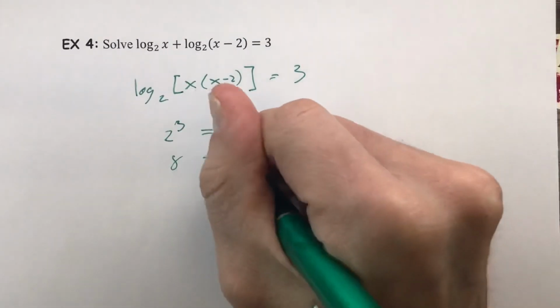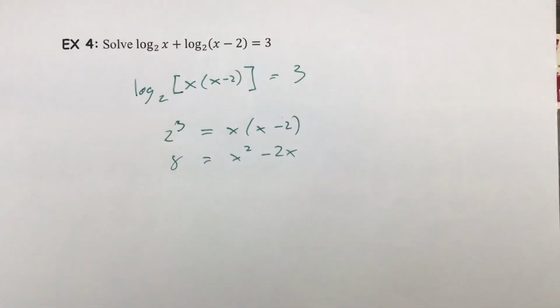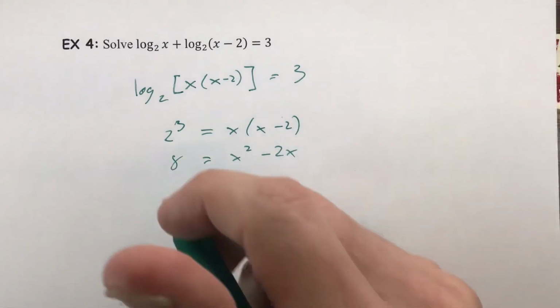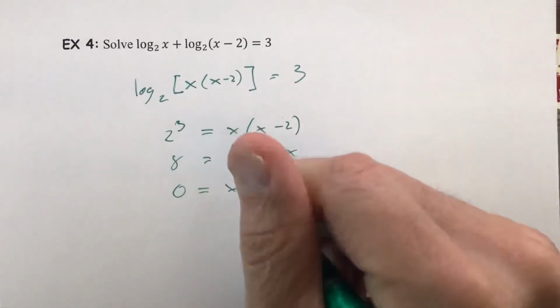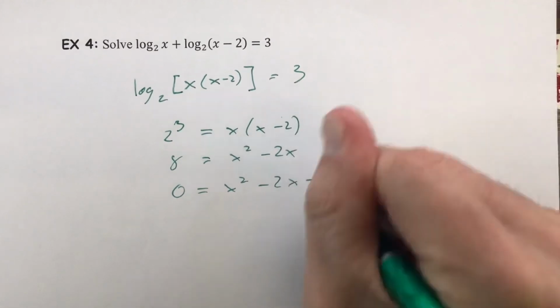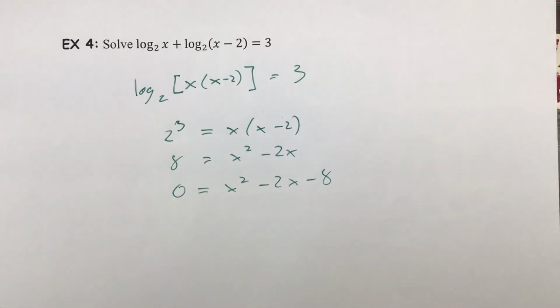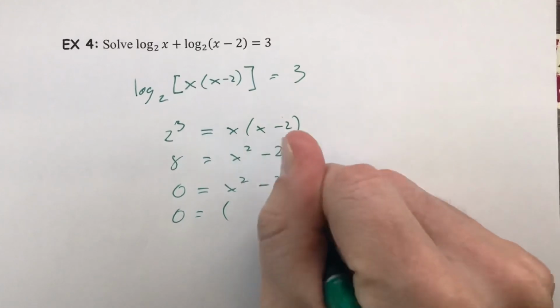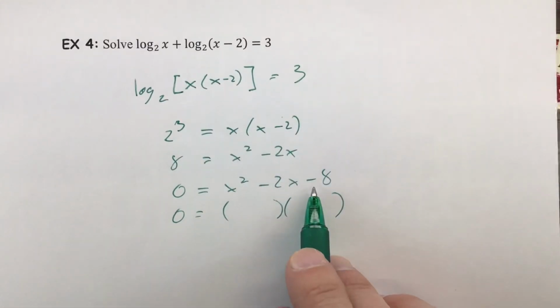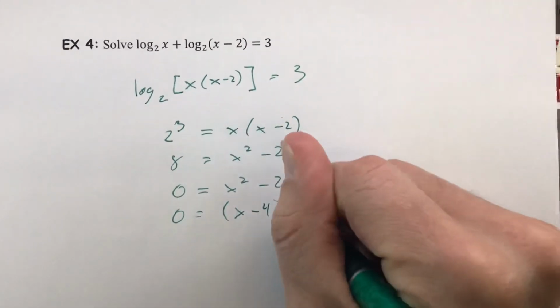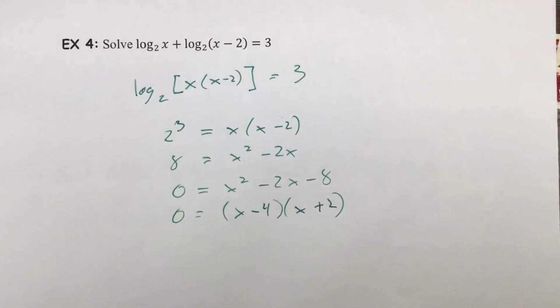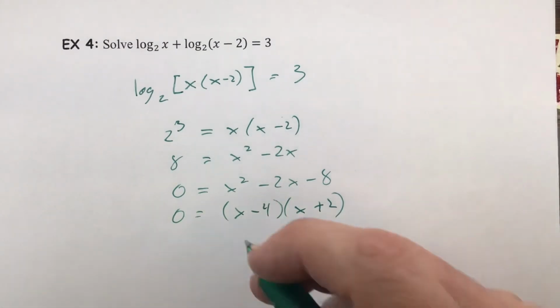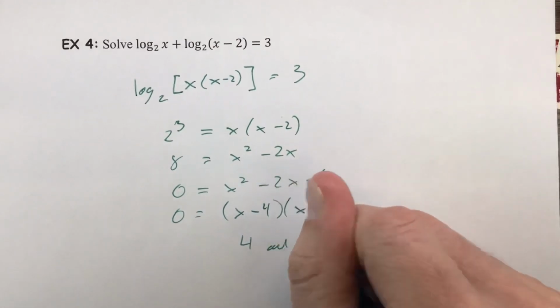Over here, we can distribute. We ended up with a quadratic, okay? We'll go ahead and move that 8 over. So we get 0 is equal to x squared minus 2x minus 8. Then consider some factoring. What multiplies to give us negative 8, but adds to give us negative 2? That would be x minus 4, x plus 2. So the solutions from here, the solutions from our quadratic will be 4 and negative 2.